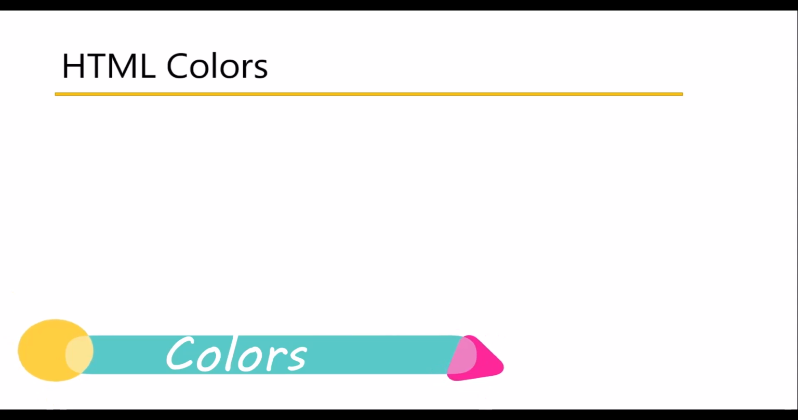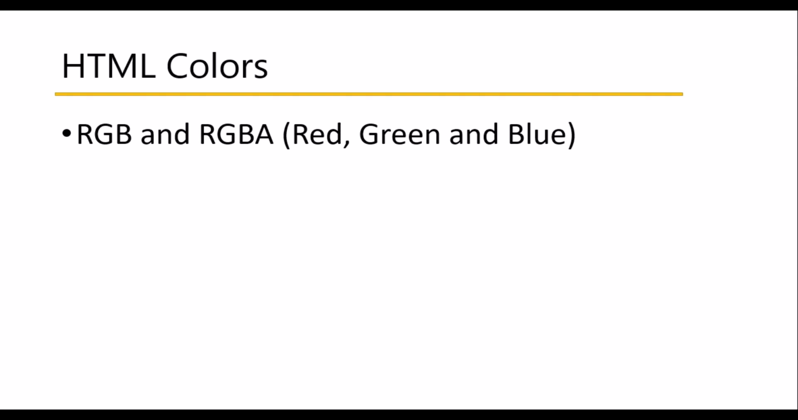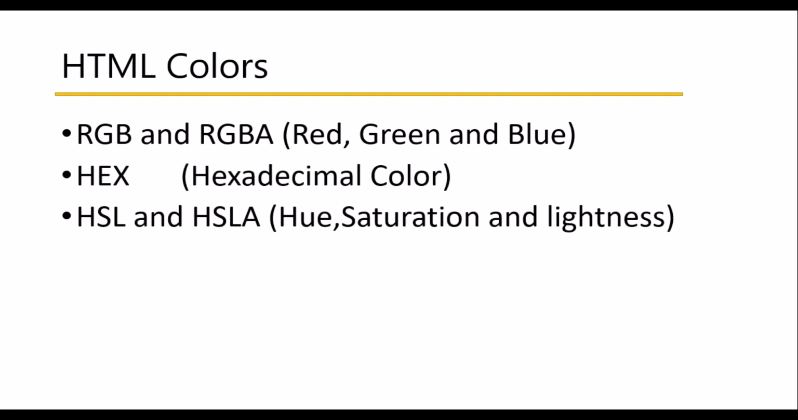HTML colors are specified with predefined color names, RGB or RGBA, which is red, green, and blue, HEX, which is hexadecimal color, and HSL and HSLA, which is hue, saturation, and lightness. So first, let's jump over to the RGB color, RGB and RGBA.